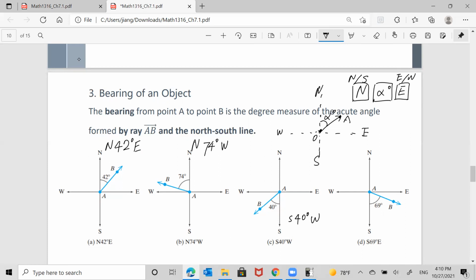So put west. And the last example, the ray is on the south. Put the south in front. And then the angle is 69 degrees and it's on the east side. So that's south, 69 degrees east.